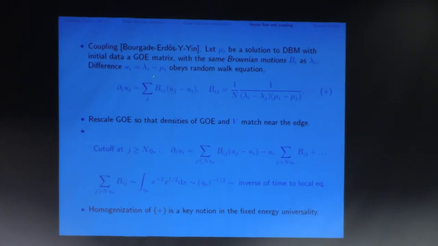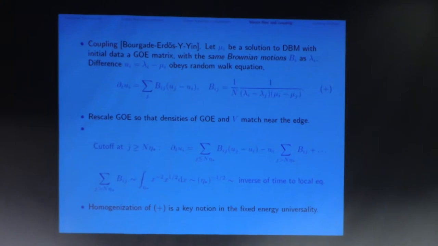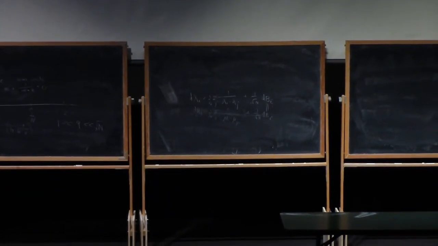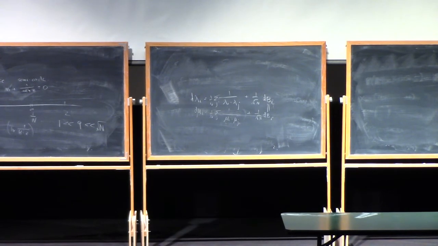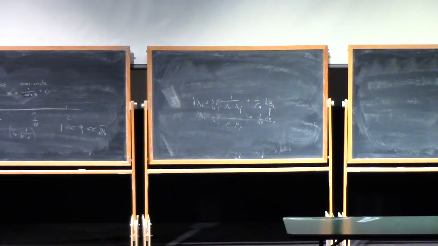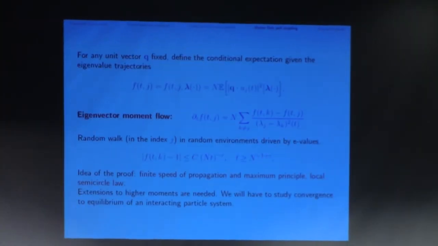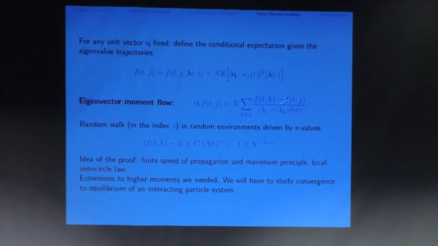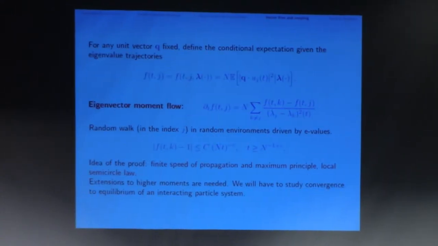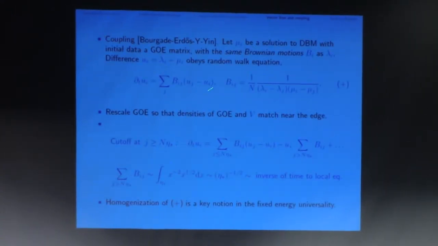Then we look at the difference. We look at the difference with the same driving Brownian motions. So these are the same driving, then you cancel out, and then you find the difference u_i is given by this equation, where B_ij is this object. Now if you look at this one, the eigenvectors are actually fairly close to each other. So this coupling idea, then you start to try to study this equation with this random coefficient.